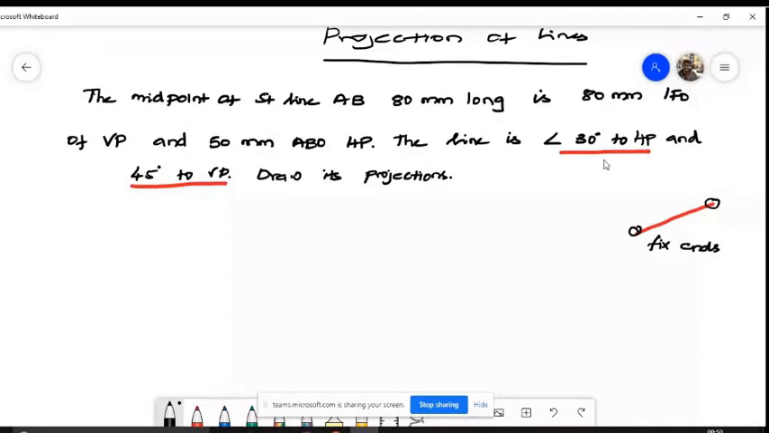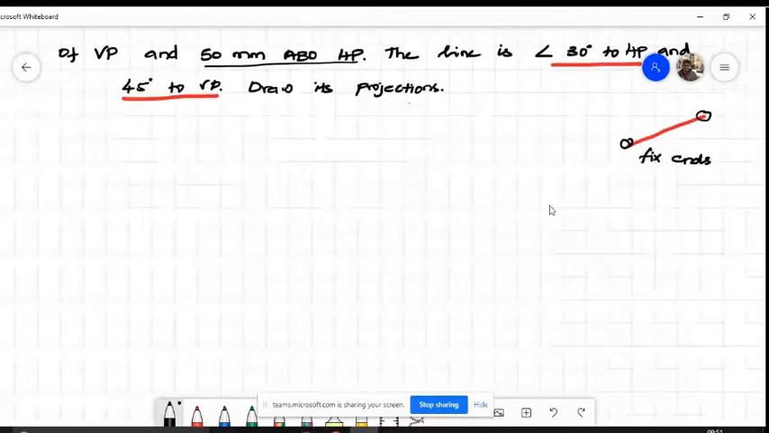Whereas here, the midpoint is fixed. Fixed in the sense that the position of the midpoint is given, so that position should not be violated throughout the problem. For instance, the midpoint should always remain 80 mm in front of VP and 50 mm above HP. So the midpoint is fixed, and by fixing the midpoint, you need to apply the true inclinations and draw the views, that is the front view and top view. Okay, is that clear? So that's the major difference.